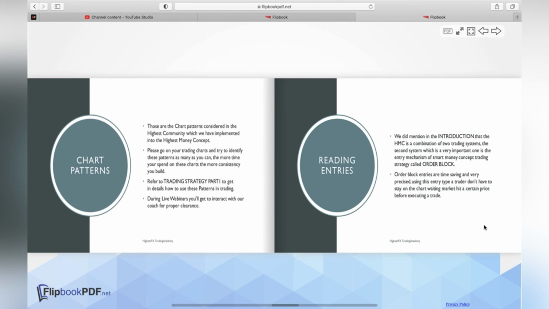When you can spot the valid order block, you don't have to be on the chart waiting for the price to come to that place before you get in. After the market hits your point of interest and does what it's doing, and then you have spotted another block, you just have to set limit orders and then you leave. You don't have to stay on the chart.